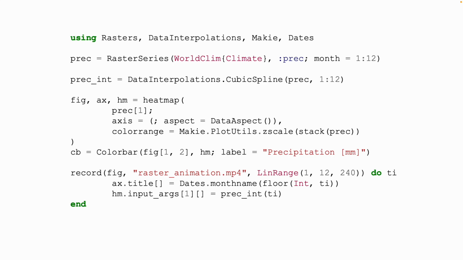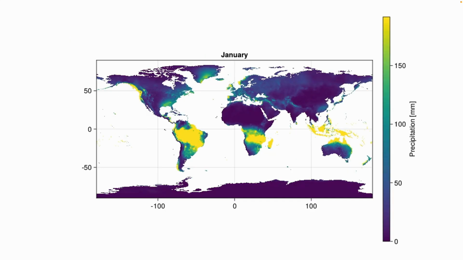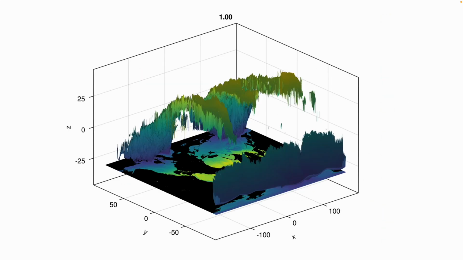This creates a heat map. This creates a color bar. And this little record statement, what it's doing is at every time step, which is defined by this linear range, it's updating the title, and it's updating the input argument of the heat map by this interpolated value. So it's really simple to do this kind of stuff in Makie. This is a surface of a similar thing. So you can plot a raster as a surface, no big deal.